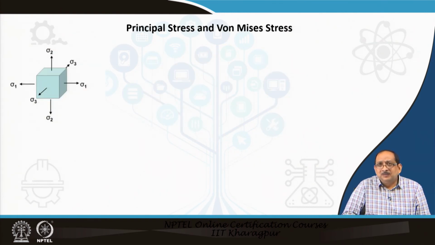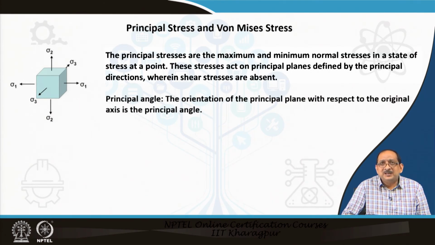Let us now discuss the principal stress and some other scalar quantities that are useful in the biomechanics subject. The principal stresses are the maximum and minimum normal stresses in a state of stress at a point. These stresses act on the principal planes defined by the principal direction, wherein shear stresses are 0 or absent. The principal angle is the orientation of the principal plane with respect to the original axis.